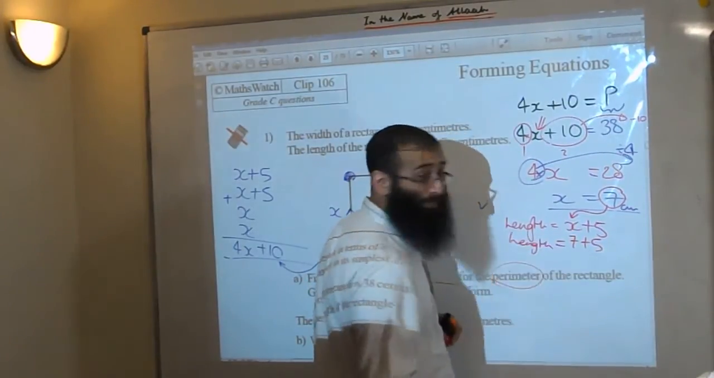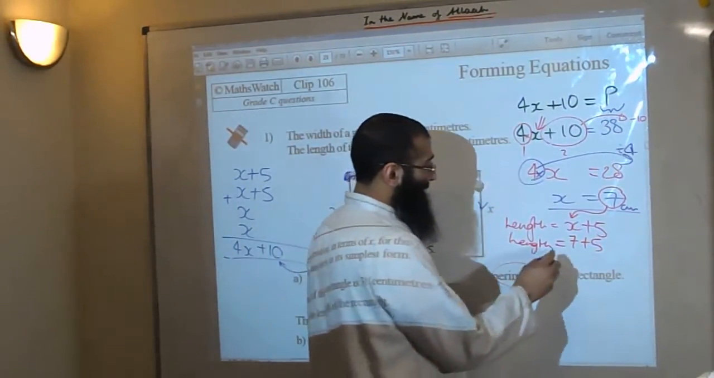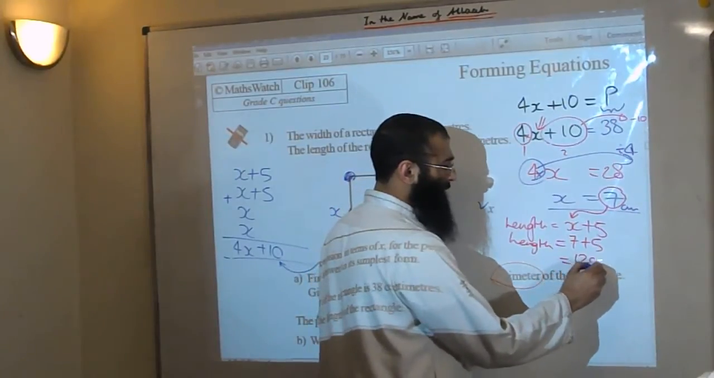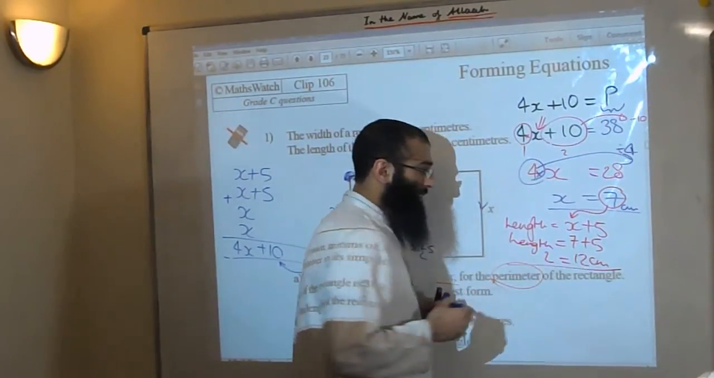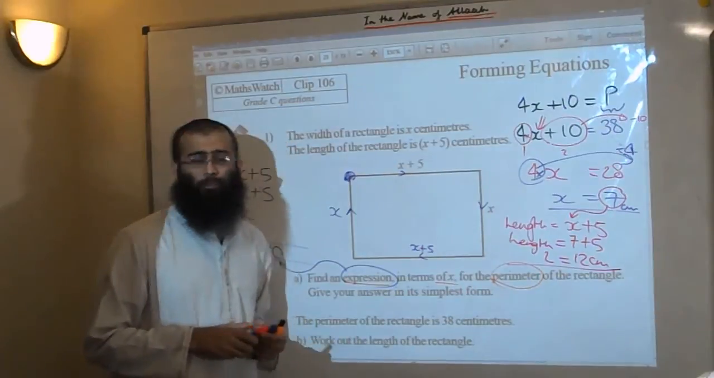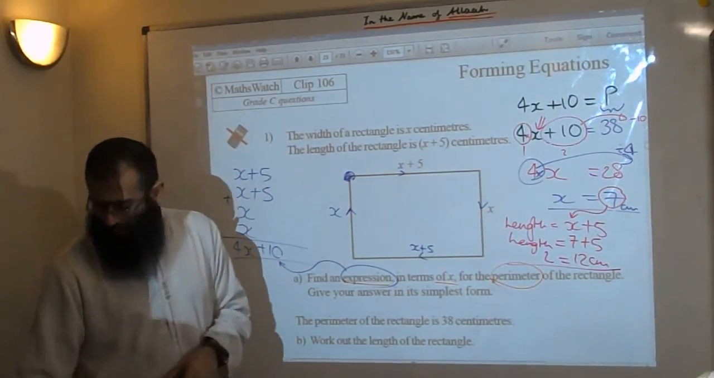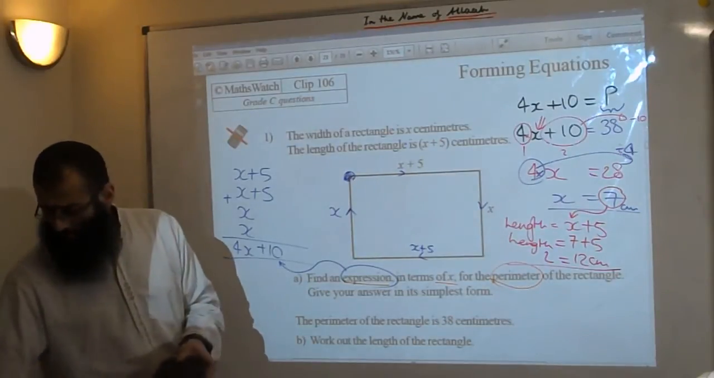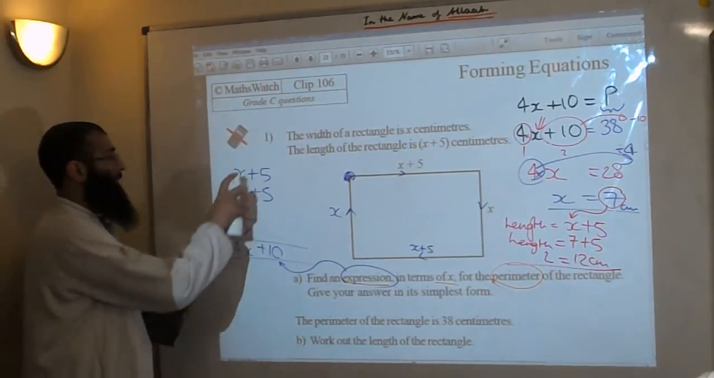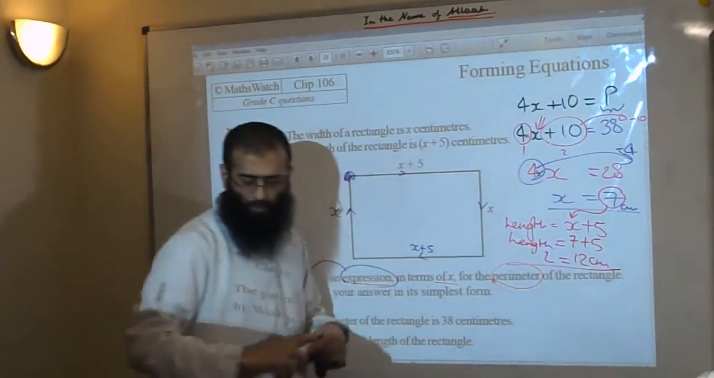Okay, just got some more to do. So 7 add 5 is equal to? 7 add 5 is equal to 12 centimeters. Okay, are we happy with that? Question number 1. Right. Got all that stuff down in your book? Quickly copy it down.